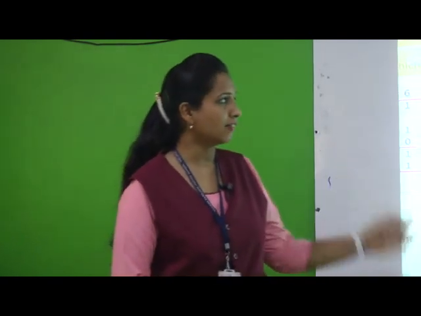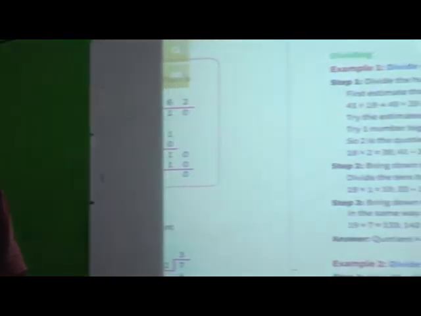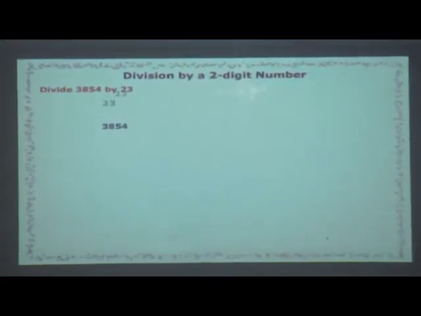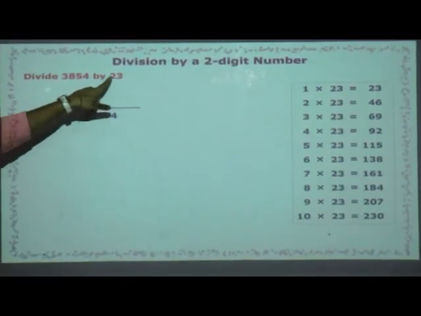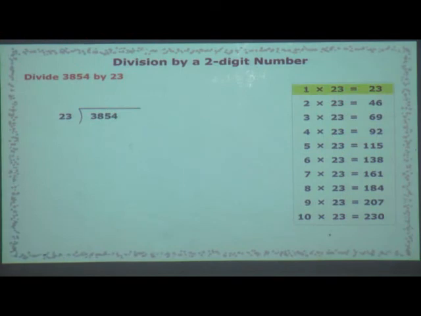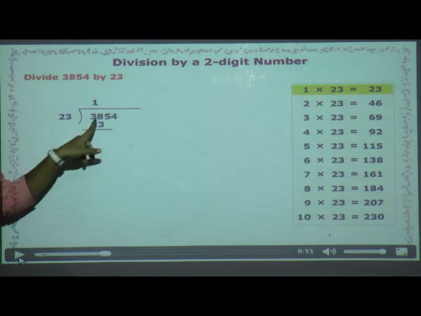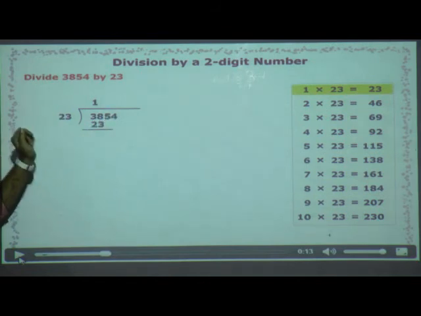Okay, let's have a look at one animation. Just observe division by 2-digit. The question is divide 3854 by 23. Now see here, 23 is a very big number. So this is the divisor, 3854 is the dividend. Now you should know the 23 table.